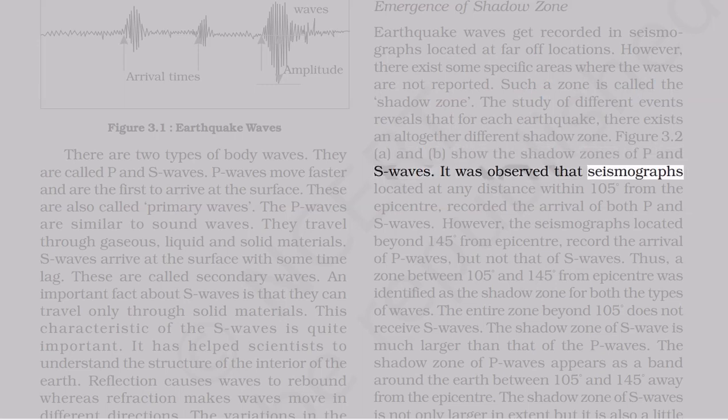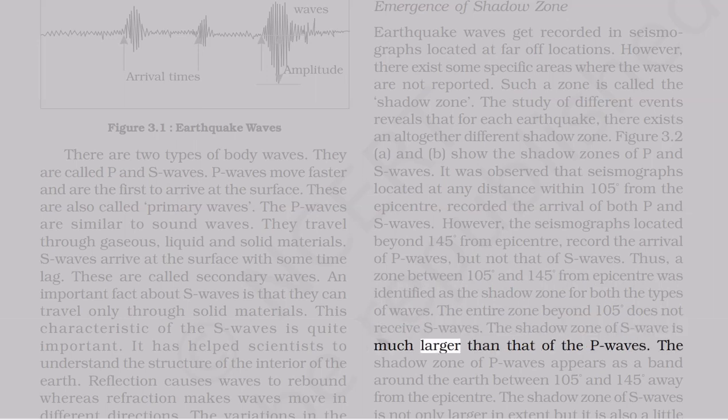It was observed that seismographs located at any distance within 105 degrees from the epicenter recorded the arrival of both P and S waves. However, the seismographs located beyond 145 degrees from epicenter record the arrival of P waves, but not that of S waves. Thus, a zone between 105 degrees and 145 degrees from epicenter was identified as the shadow zone for both the types of waves. The entire zone beyond 105 degrees does not receive S waves.